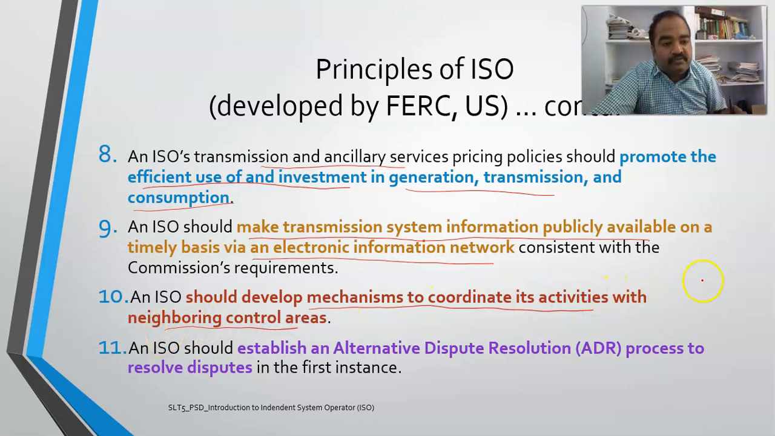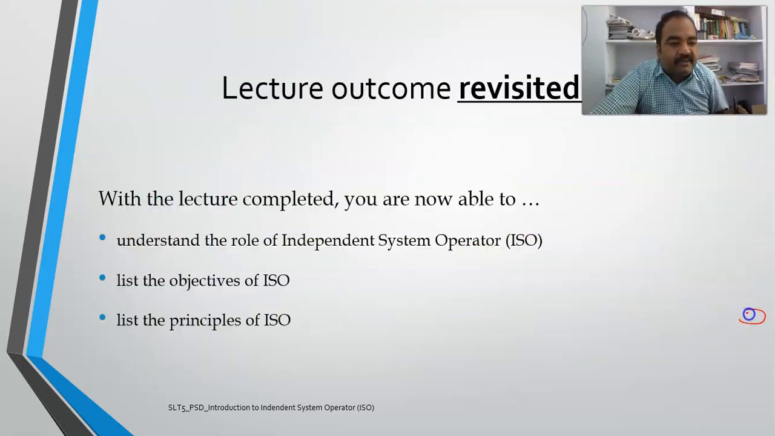If you have a very large area, take the USA, which consists of nearly 50 states, some states are part of one control area. You may have a number of control areas in one particular country. It depends upon your geographic and policy decisions. Let us suppose there are different control areas: 1, 2, 3, 4, 5, 6. If an ISO is operating in this region, he must have mechanisms and policies such that he coordinates his activities with the neighboring control areas.